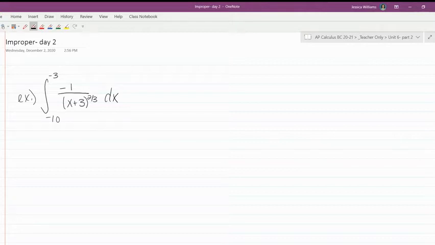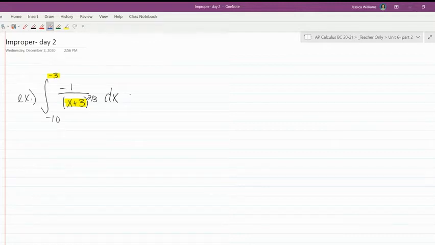Everything looks fine and nice and simple, but if you investigate a little bit, you've got problems because what this question is asking you to do is to accumulate area starting at -10 and stopping when you get to -3 for this function. The trouble is, this function does not exist at x equals -3. So I can't accumulate area somewhere I don't exist.